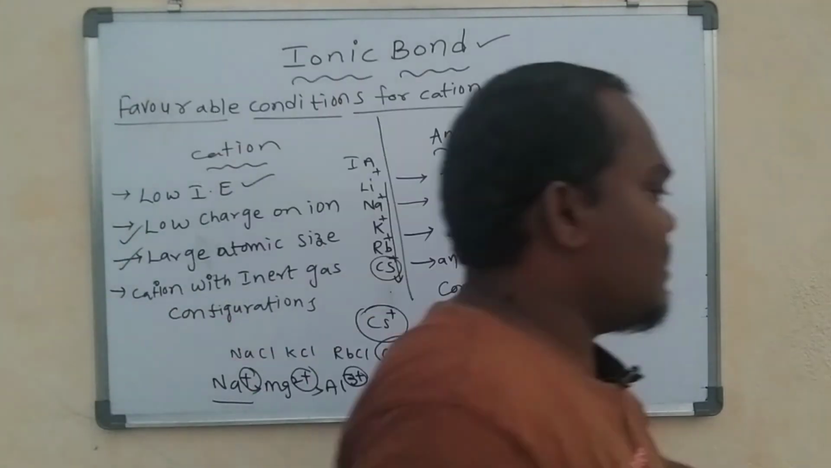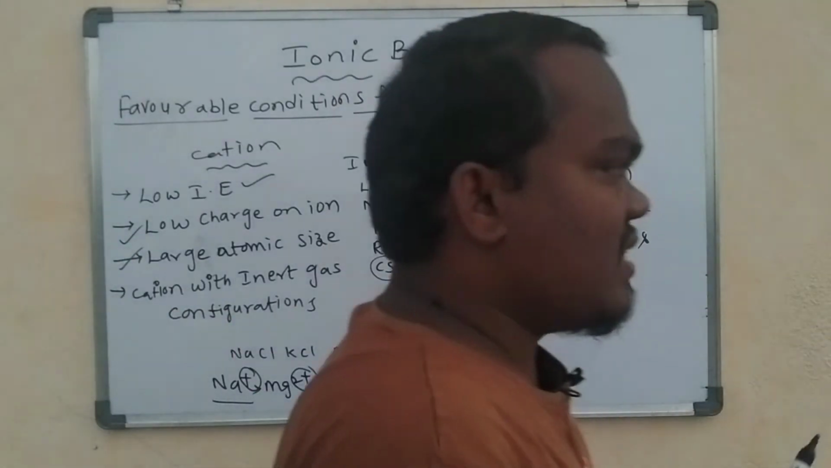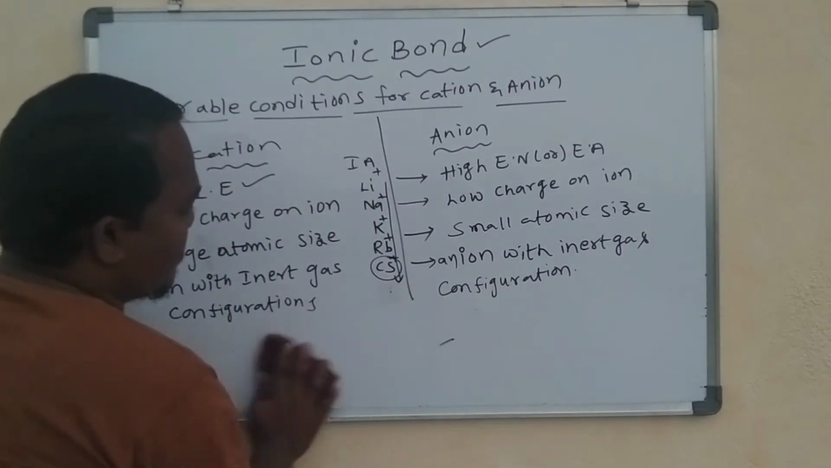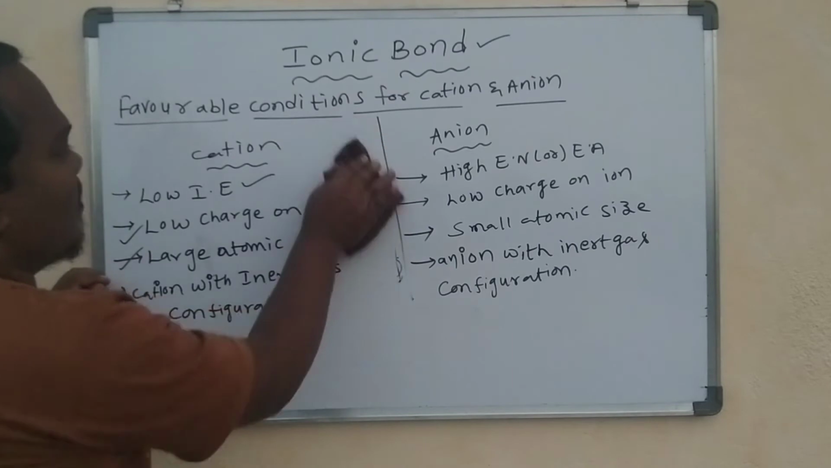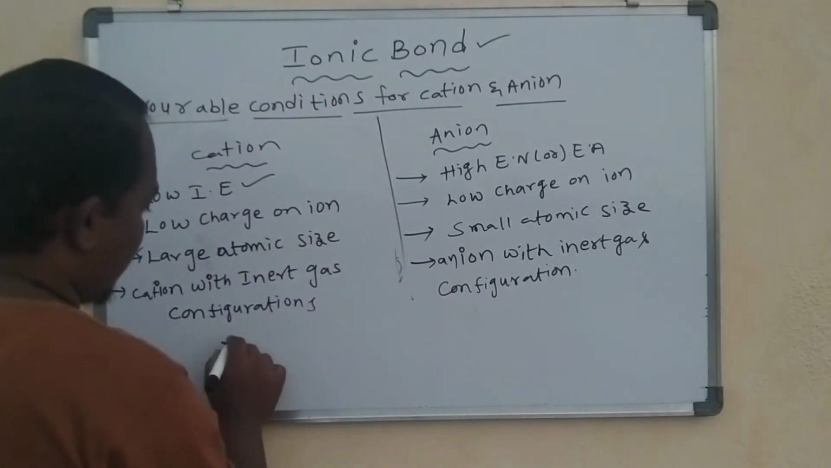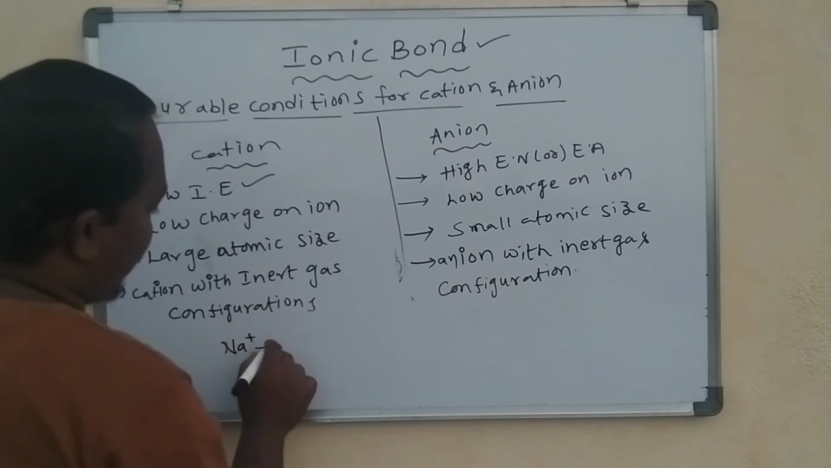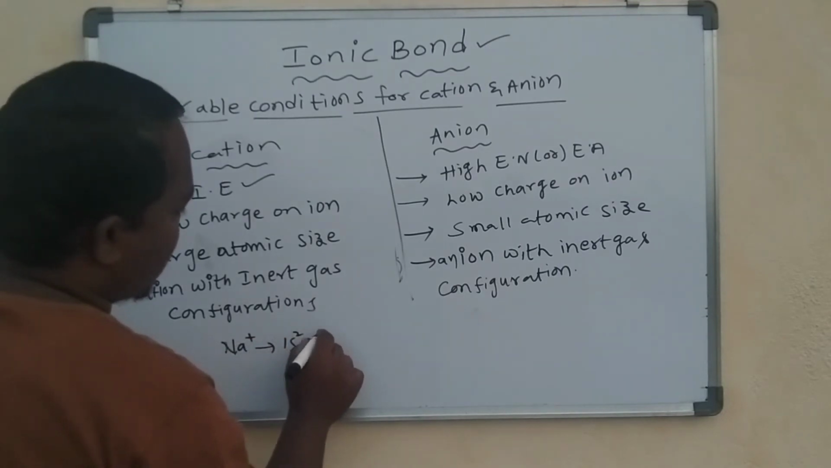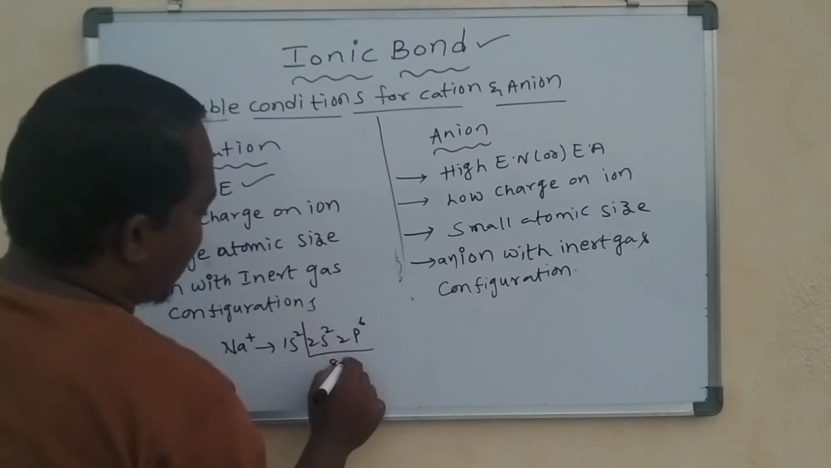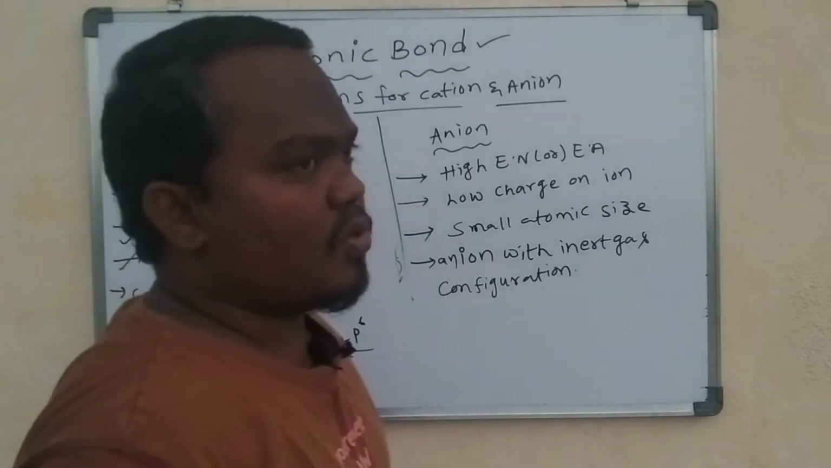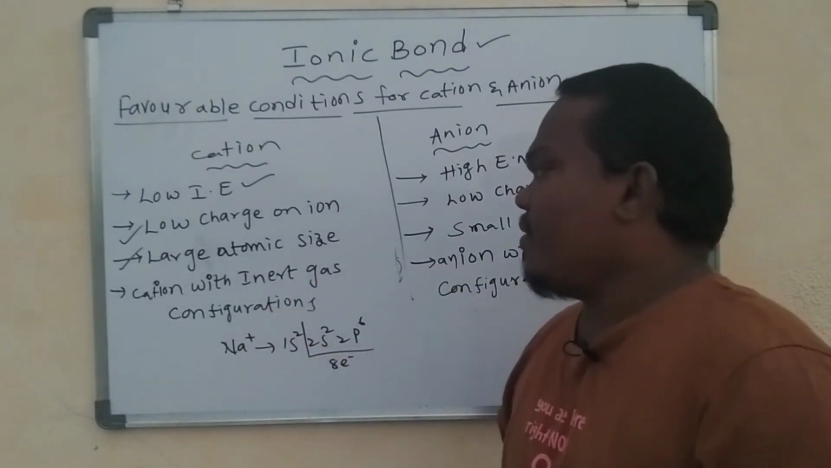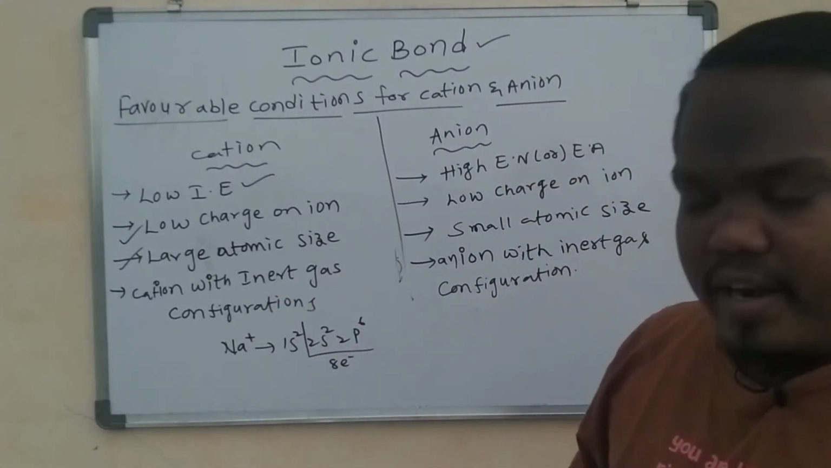And some elements have inert gas configuration, some do not. So we'll see what those are. Elements with inert gas configuration, for example Na+, form with inert gas configuration, that is 2s2 2p6. So this has an inert gas configuration in its outermost shell. Cations like this are favorable to form ionic bonds.